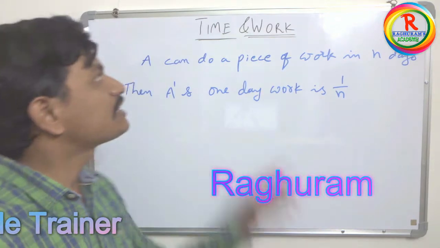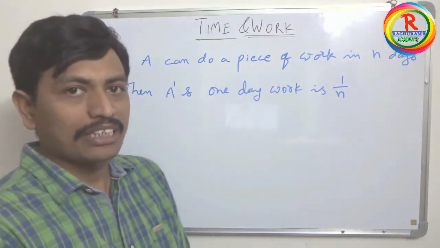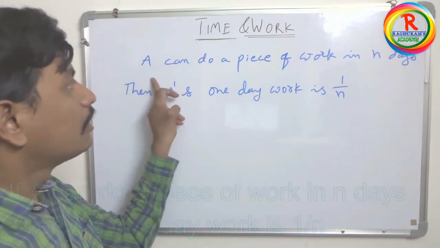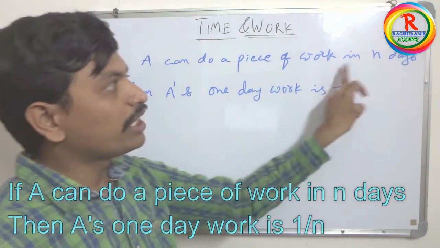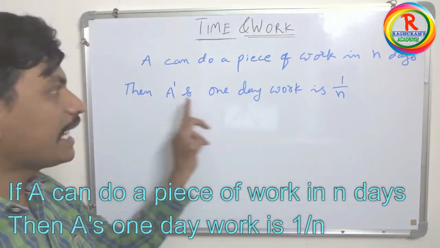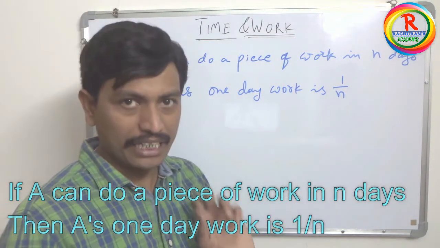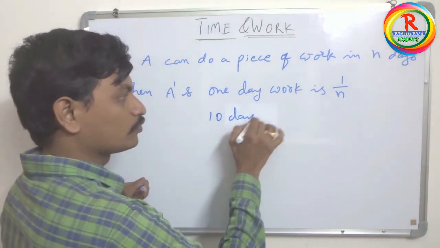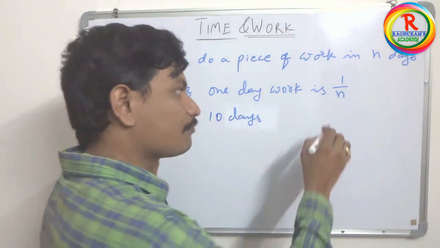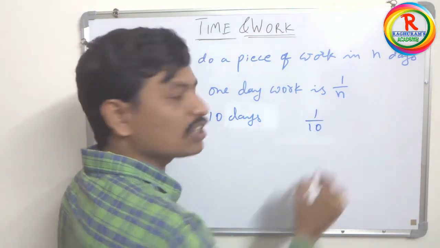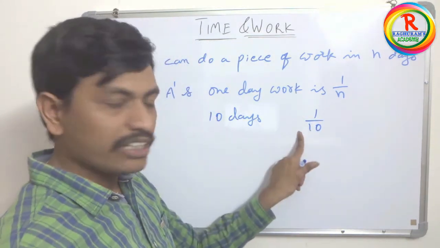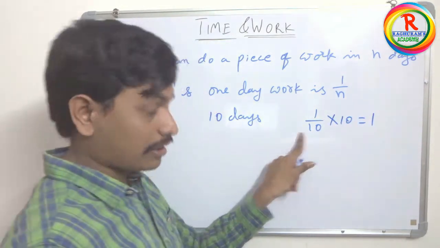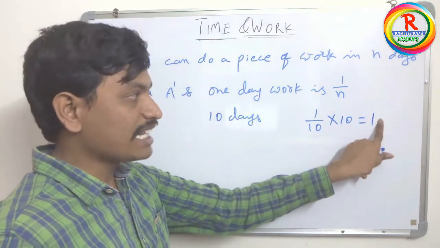In this video we are going to see the problems on time and work. The only basic thing we need to learn about these problems is, if A can do a piece of work in n days, then A's 1 day's work is 1 by n. Suppose he can do a piece of work in 10 days, then his 1 day's work is 1 by 10th of the total work. In 10 days he can complete the complete work. We take complete work as 1.